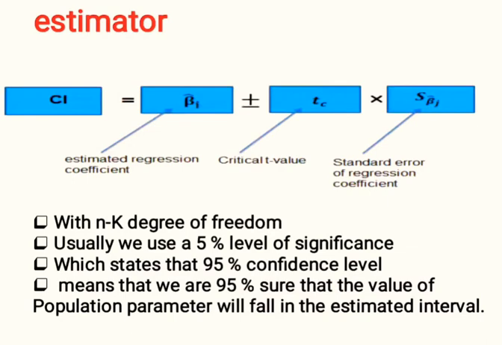The degree of freedom is n minus k, where n is the number of observations and k is the number of coefficients that we have estimated through the regression line. Usually we use a 5% level of significance, which means a 95% confidence level: we are 95% sure that the value of the population parameter will fall in the estimated interval.